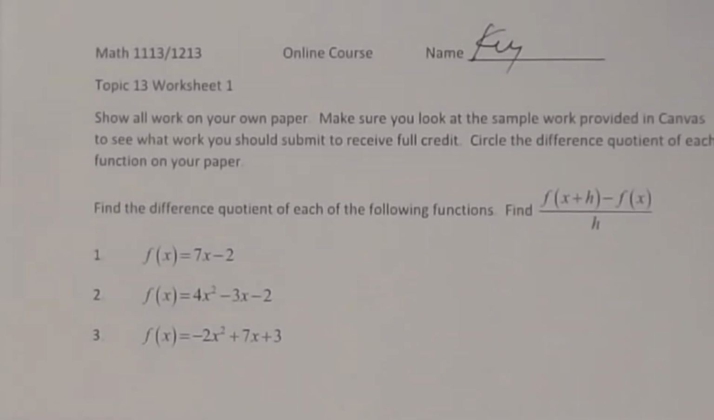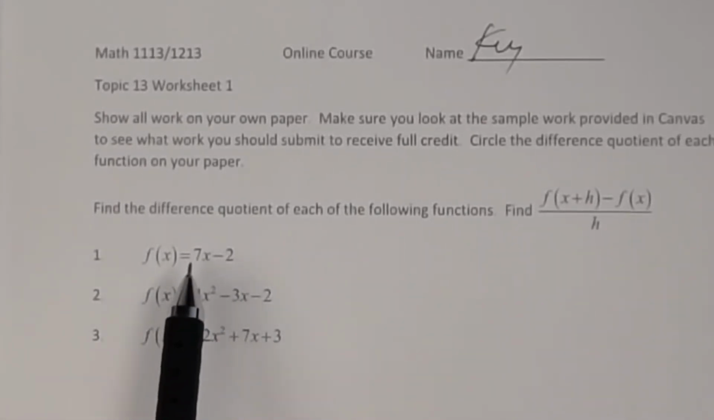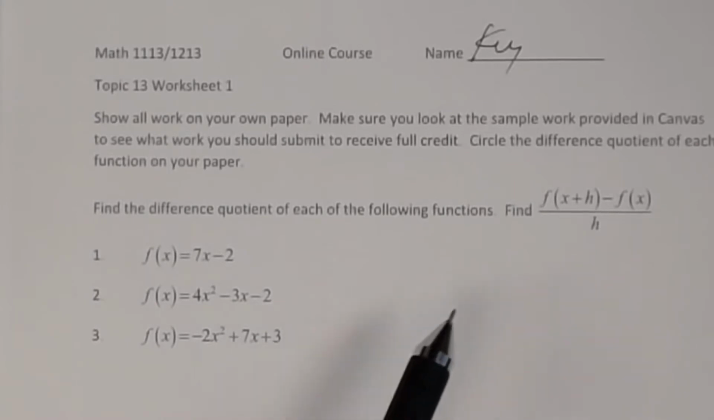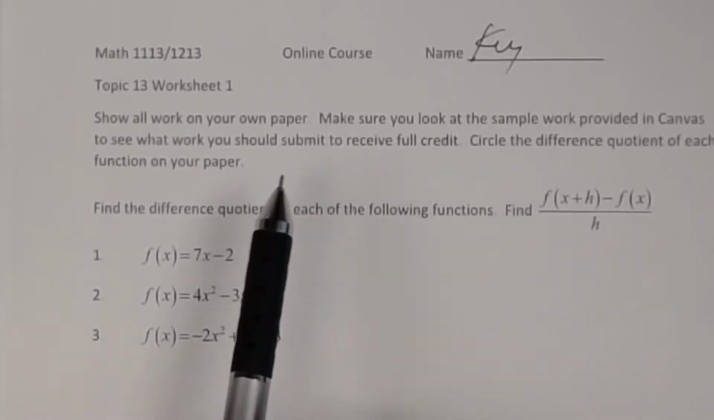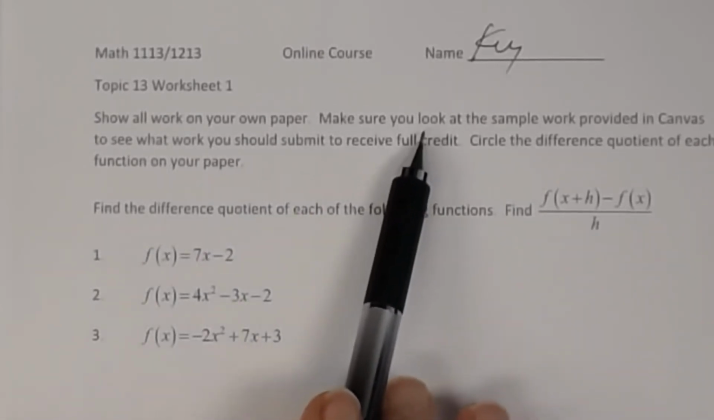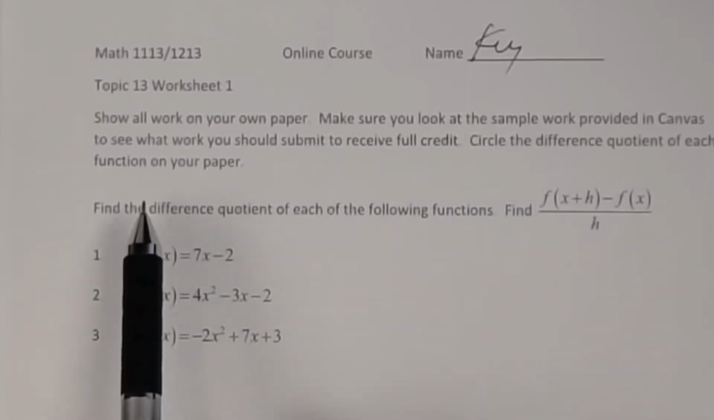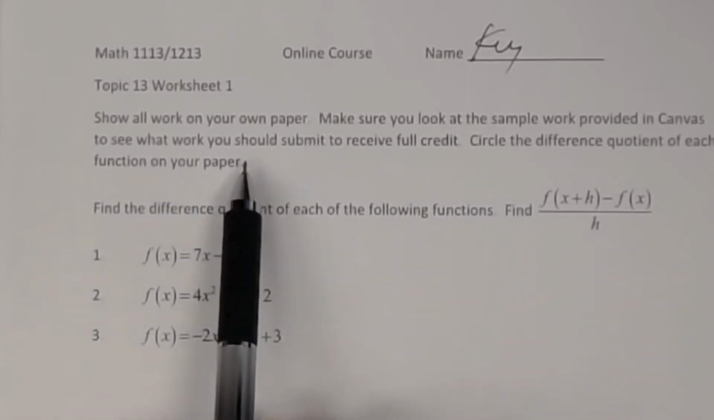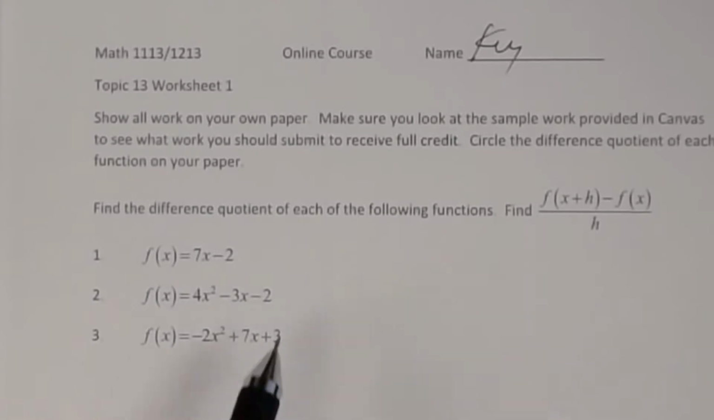This is a key to topic 13, worksheet 1. For each of these polynomial functions, each one linear or quadratic, you want to find the difference quotient. Remember, it does say show all your work on paper. Make sure you look at the sample work provided in Canvas to see what work you should submit to receive full credit. And then circle the difference quotient for each of the functions on your paper.